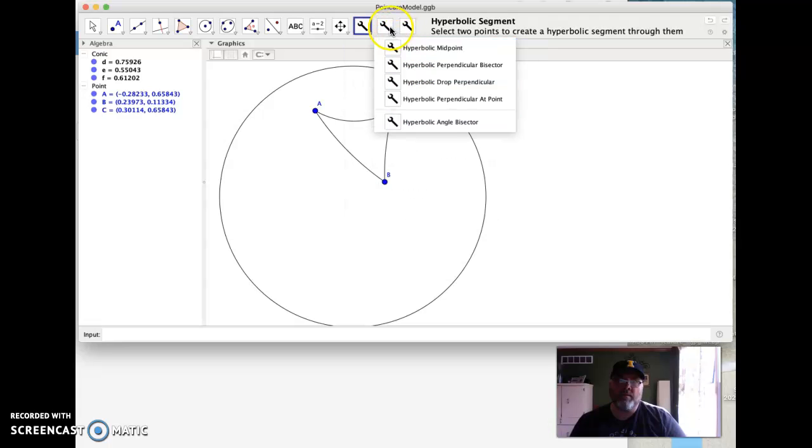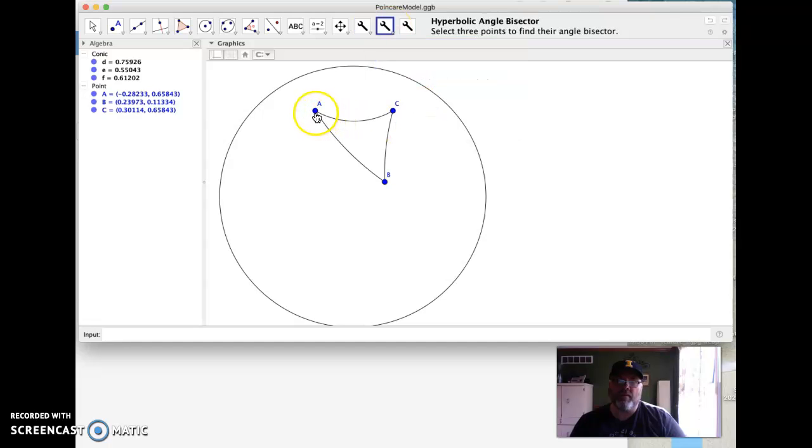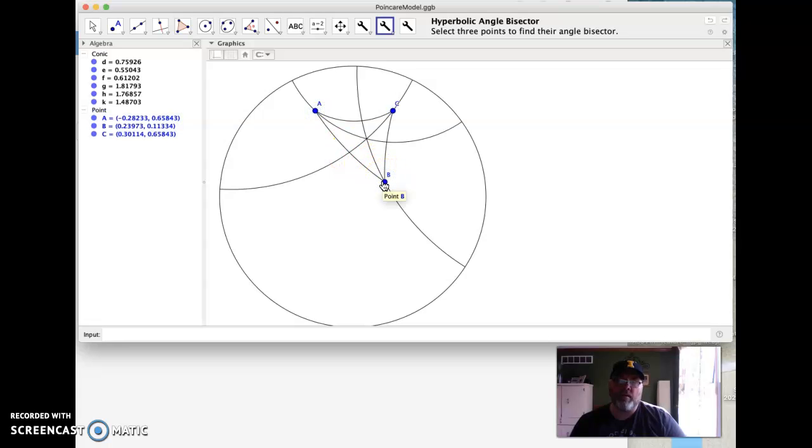Do we have one of those here? There it is, hyperbolic angle bisector. So here we go. Let's make some angle bisectors. And there we go. There's 3 angle bisectors. They're concurrent, as we saw in our Euclidean geometry.